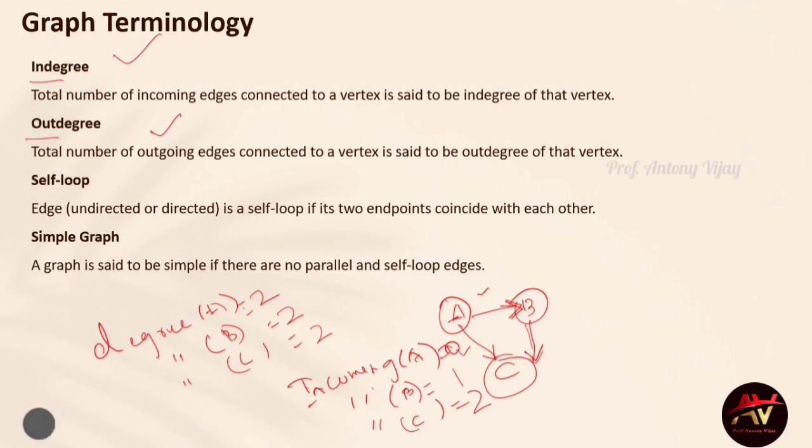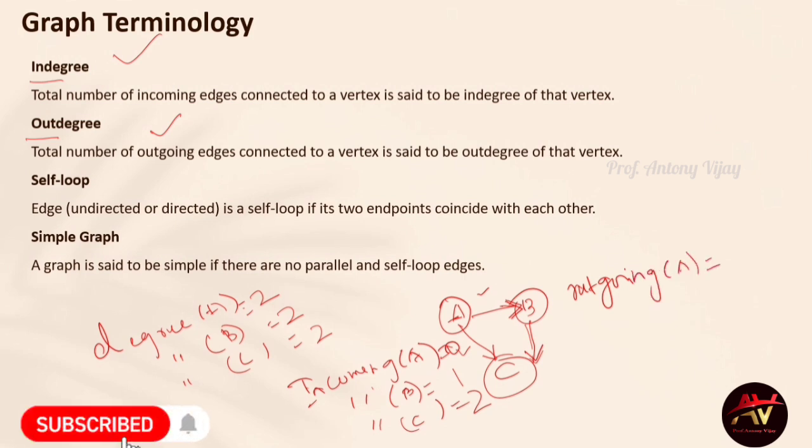So what does outgoing mean? Outgoing of A means how many nodes are outgoing. For example, from A there are two edges outgoing. A to B, one line is going. Likewise, A to C is another line. So totally how many outgoing? For A it is 2, and for B it is only 1.